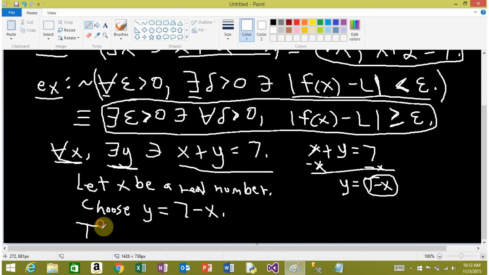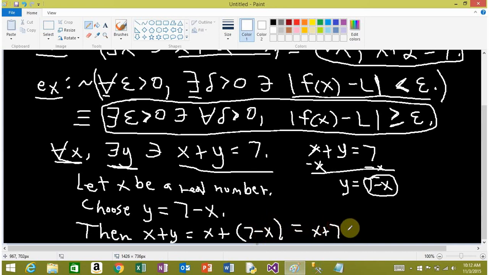And then we find out what x plus y is. So we have x plus y equals x plus, and we know y, we can substitute that with 7 minus x, equals x plus 7 minus x, and we see the x's are going to cancel, so that just gives us 7. And that actually is the proof that the statement is true.